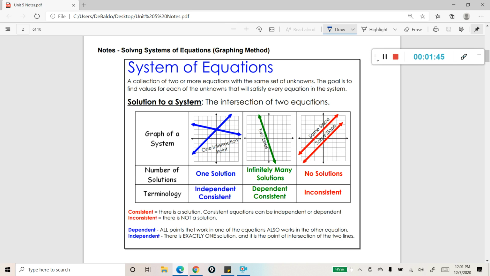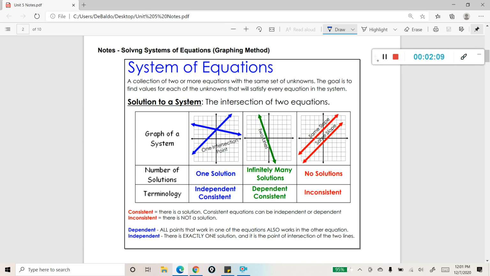And then the last one in red, you can see that we have two parallel lines. And when you have parallel lines, we know that you have the same slope. And we also know that parallel lines never intersect. So this is a situation where you don't have any solutions because the lines never intersect. So those are the three outcomes that you can have when graphing a system of equations.